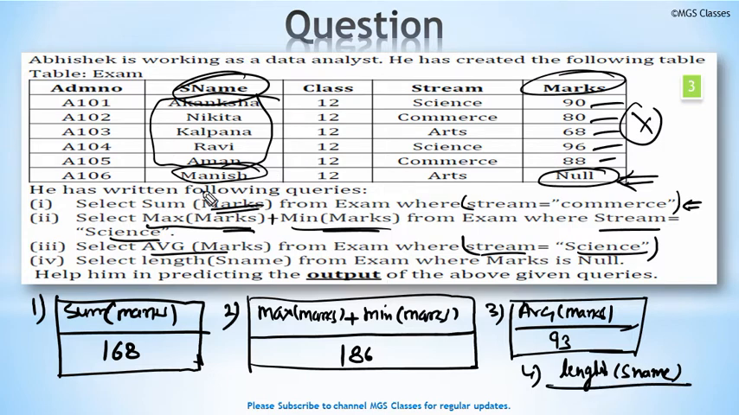So length function, what does the length function do? It will count the number of characters in the name: 1 2 3 4 5 6. So 6 is the length of the S name, that is Manish, whose marks is null. So this way you can answer this query. So very easily you can predict the output of this.